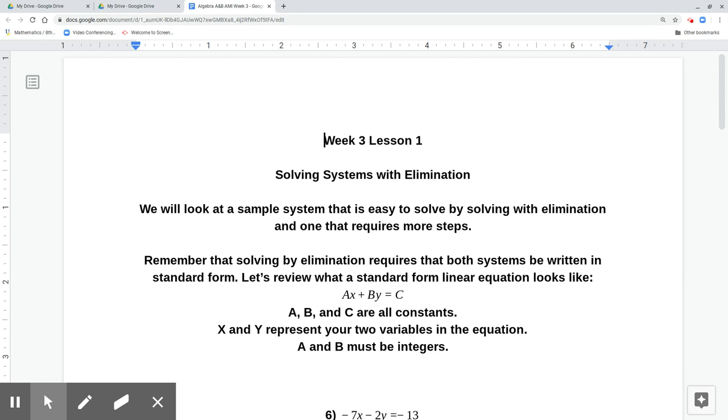When we are looking at systems of equations, if we want to use the elimination method, something that has to happen is all of the equations have to be written in standard form. So before we get into the problems, we are going to take a look at what a standard form linear equation is.